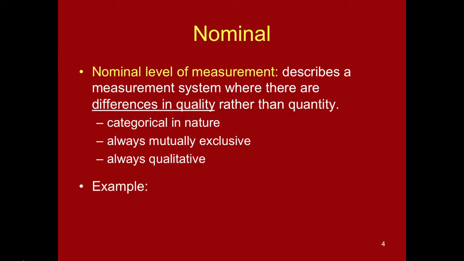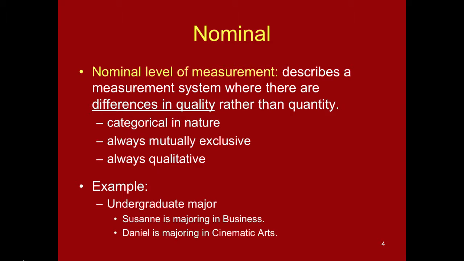Let's pretend that a survey has been conducted to collect some information about undergraduate students at USC. Suzanne and Daniel both filled out the survey and offered information at all 4 levels of measurement. At the nominal level, these participants named their undergraduate major. Suzanne is majoring in business, and Daniel is majoring in cinematic arts. Notice that the only information given here is the category of study or major. If we want to know further information, we have to measure variables more precisely.